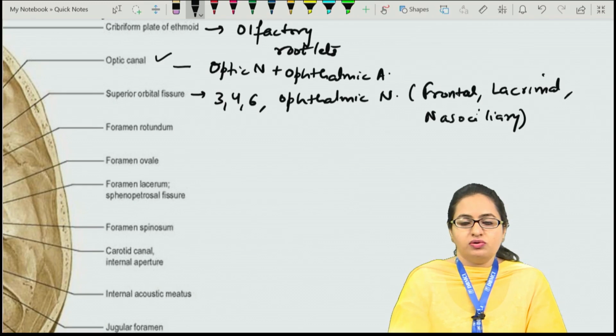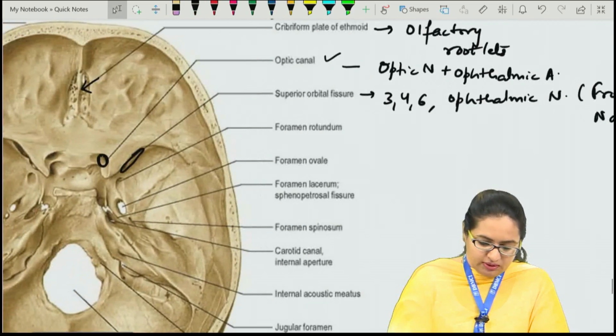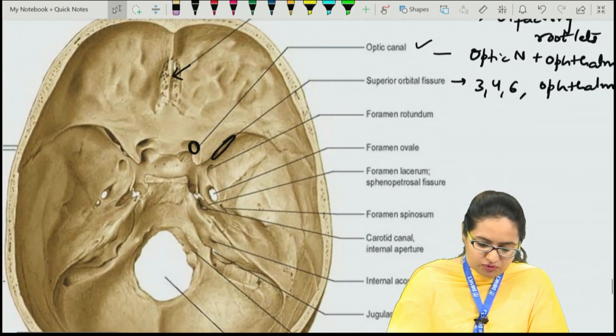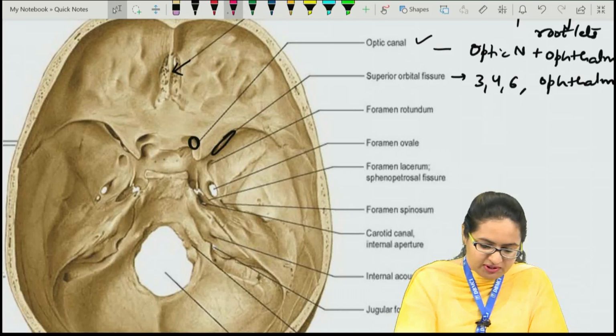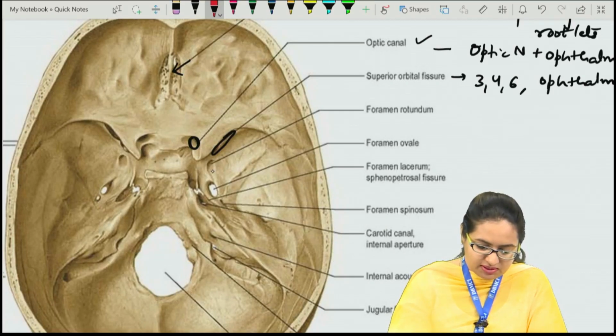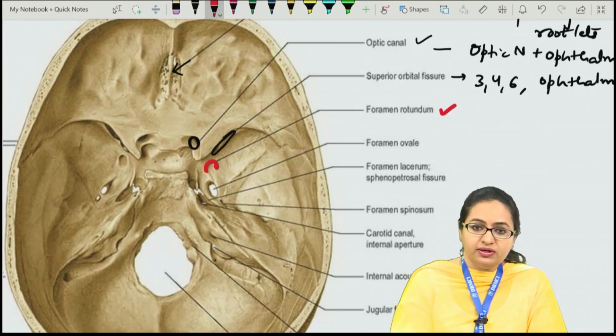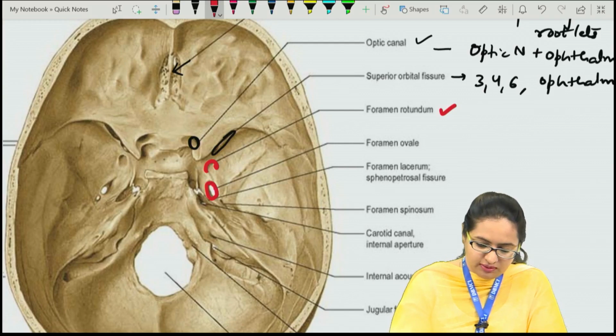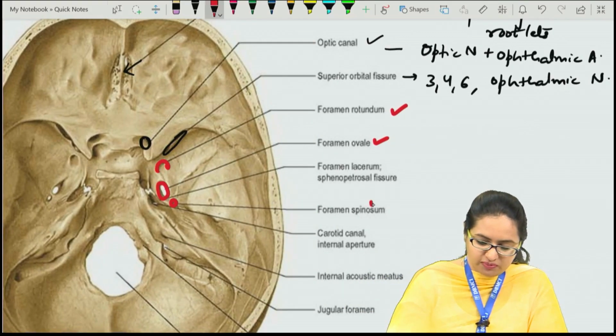Apart from this, it also gives passage to the superior and inferior ophthalmic veins and the recurrent meningeal branch of the lacrimal artery. Then in the middle cranial fossa, we have three foramina present one after another. Anteriorly over here is the foramen rotundum, then an oval foramen ovale, and just behind, a small round foramen, which is the foramen spinosum.